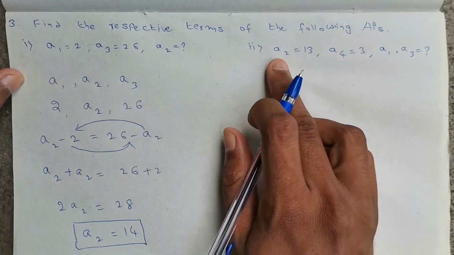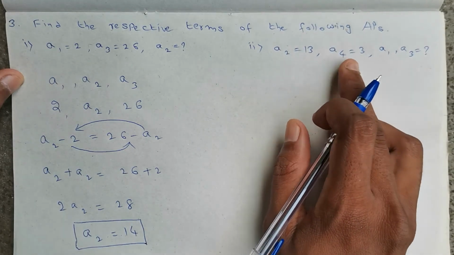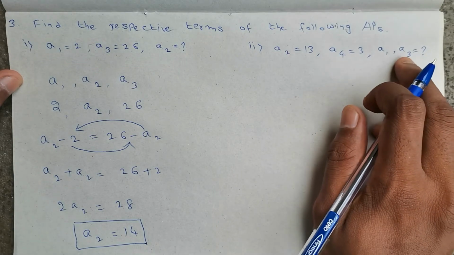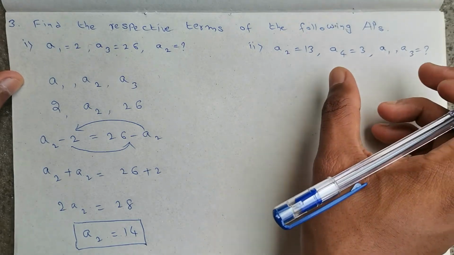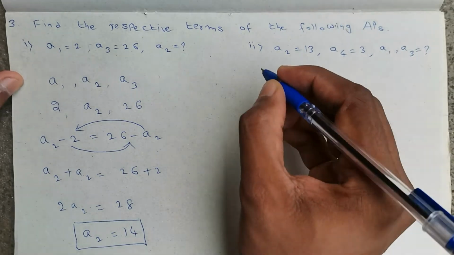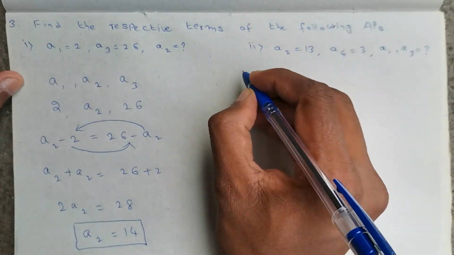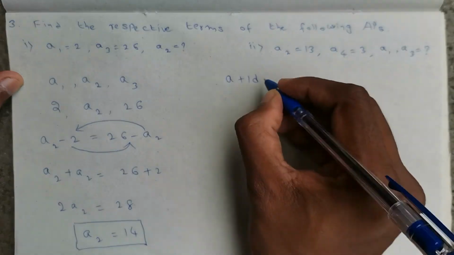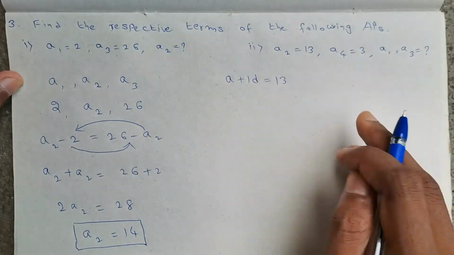Next, a2 is equal to 13 and a4 is equal to 3. Then he is asking to find a1 and a3. Here, these are not in order, so we need to go with the process. a2 is given, so a2 is a plus 1d. That is given as 13.